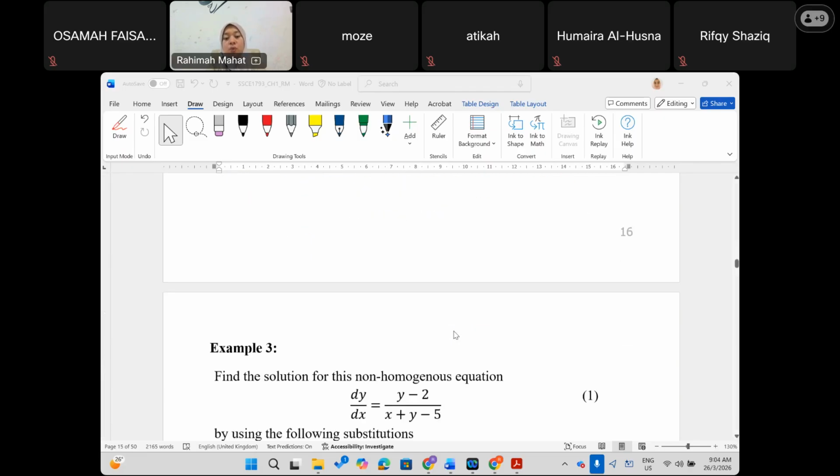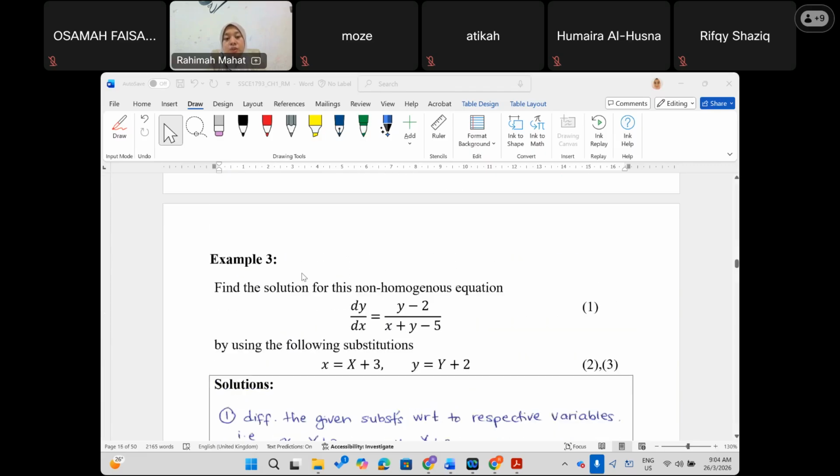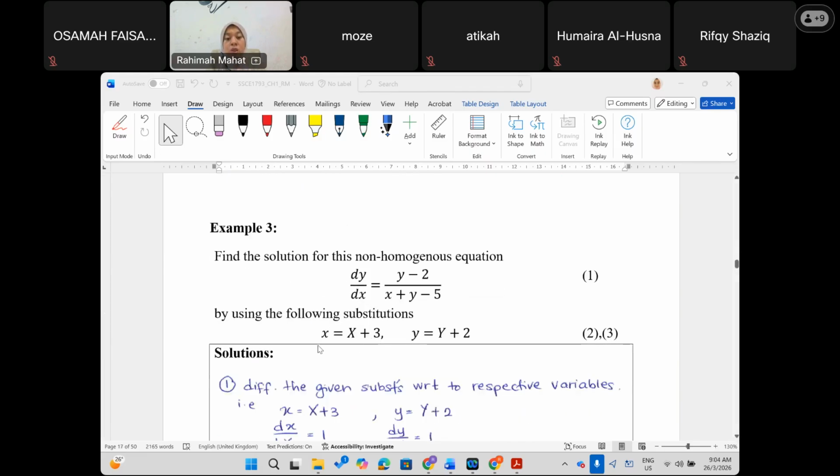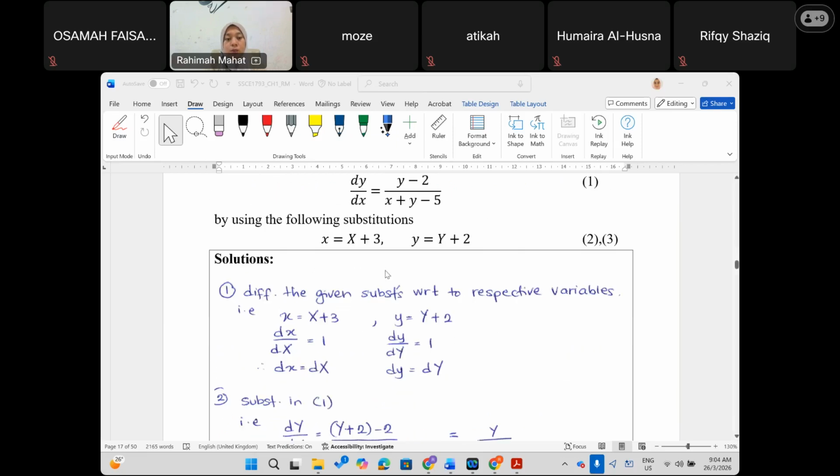So this is what we are going to do for this example, where this is non-homogeneous, but we want to do the substitution to get the homogeneous. This is the substitution where your x is equal to capital X plus 3, and your y is equal to capital Y plus 2. Given the substitution, you need to use the substitution, okay?